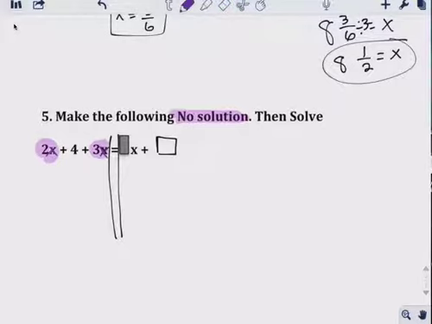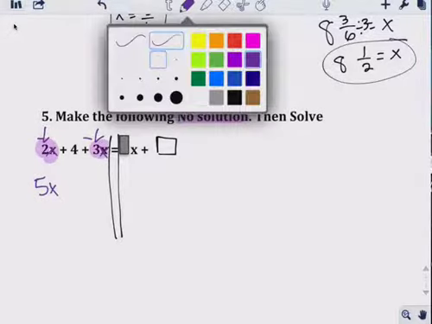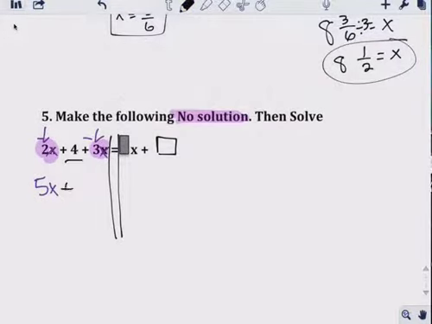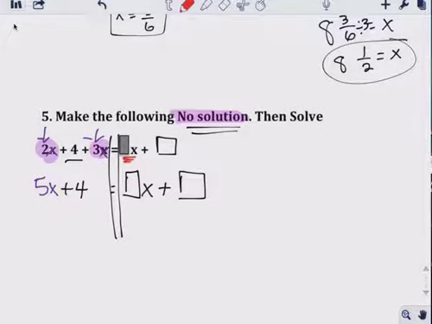So that gives us 5x, because 2 plus 3 is 5. And then we bring down this plus 4 here. There's nothing for it to combine. Now in order for us to make it no solution, the coefficient, the number next to the variable, the coefficient here, has to be the same. So this missing number is 5. And this here, so that missing number is 5.